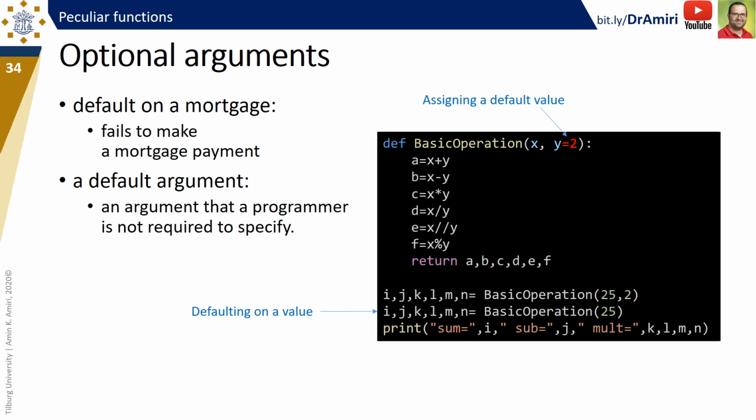Defaulting in a mortgage context means failing to make a mortgage payment. So a default argument is an argument that a programmer is not required to provide a value for. As you can see here, in the basic operation, I specify equal to 2 as the default value for y. So even if we don't provide the second argument, the function assumes that y is equal to 2 and it can do the operations.